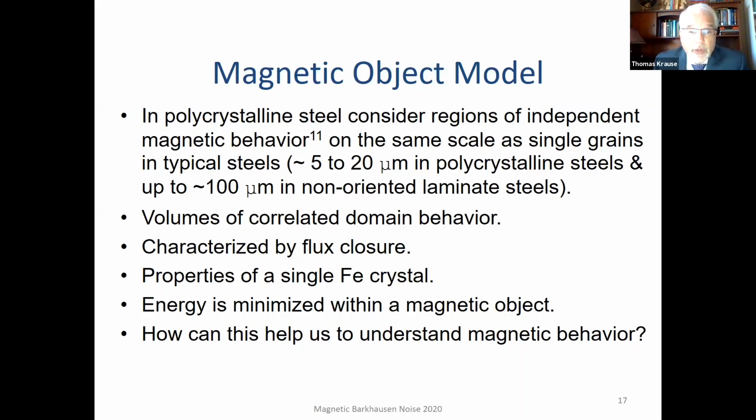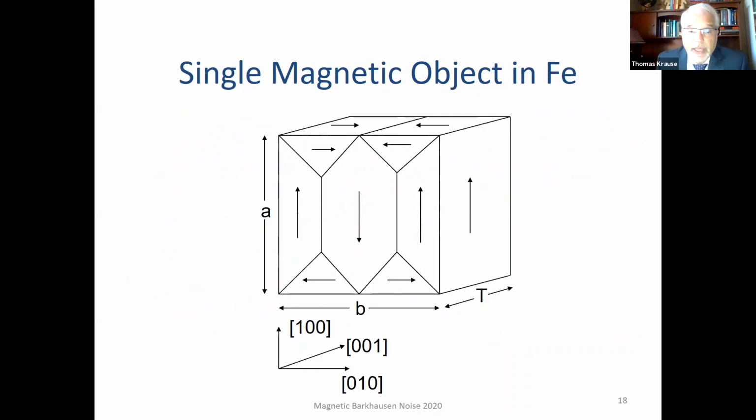We also considered these are volumes of correlated domain behavior. They're characterized initially at zero field by flux closure, and they exhibit the properties of a single iron crystal. Energy is minimized within a magnetic object, and we ask, how can this help us to understand magnetic behavior? So this would be our magnetic object, very similar to the diagram that I presented earlier. I now have dimensions of height A, width B, and thickness T. Can we actually apply an energy calculation to that?